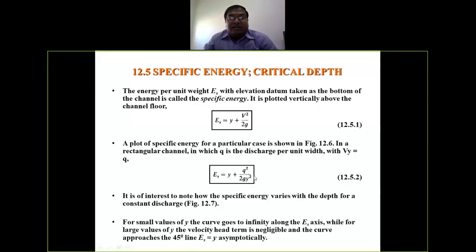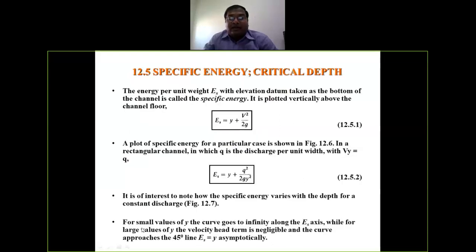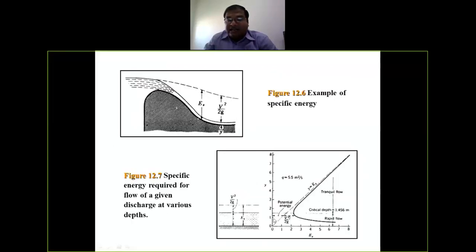It is of interest to note how the specific energy varies with the depth for a constant discharge. That is figure number 12.7. You can see the specific energy required for flow of a given discharge at various depths. This is your depth y, and this is your specific energy. For small values of y, the curve goes to infinity along the Es axis, while for large values of y, the velocity head term is negligible and the curve approaches the 45-degree line, meaning Es is approximately y. So here it will make a 45-degree angle.